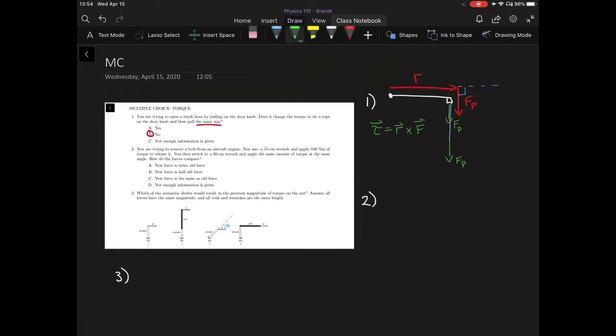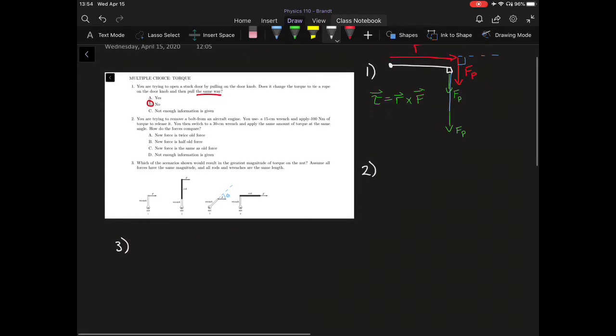All right, problem two. We have a bolt stuck on an aircraft engine, so we're trying to pull it off with two different size wrenches. If we diagram this again here, we've got wrench one, and we have wrench two, which is twice as long, and we're trying to look at, say, force one and compare that to force two. How do they actually compare to one another? We know they have the same torque.